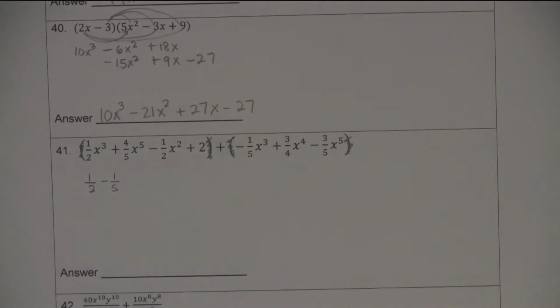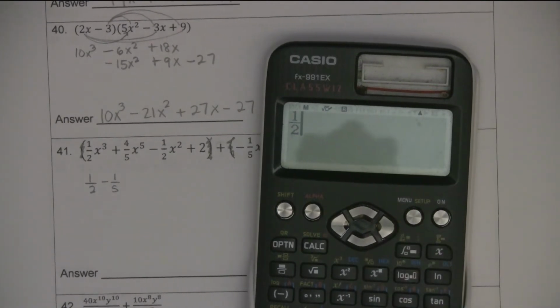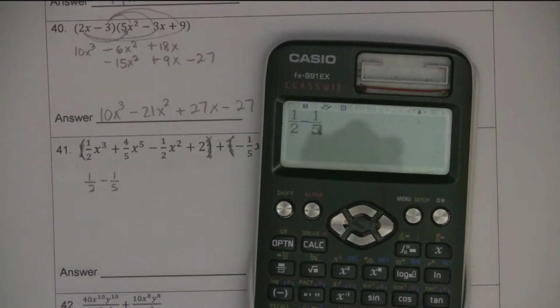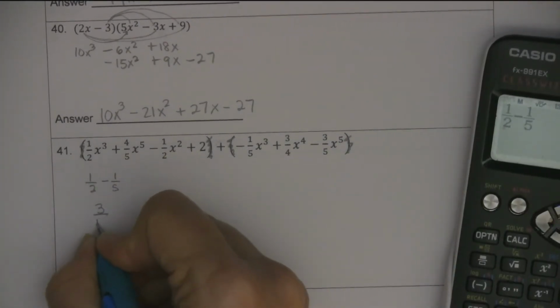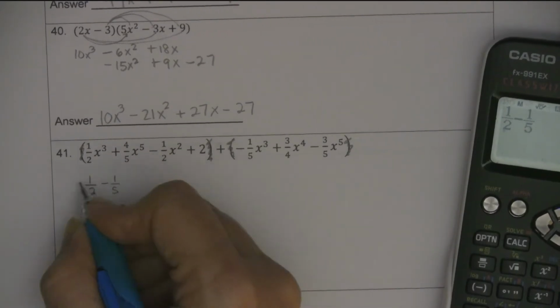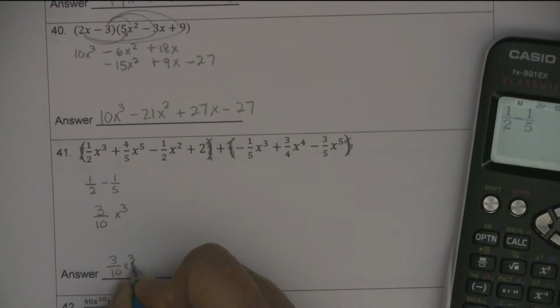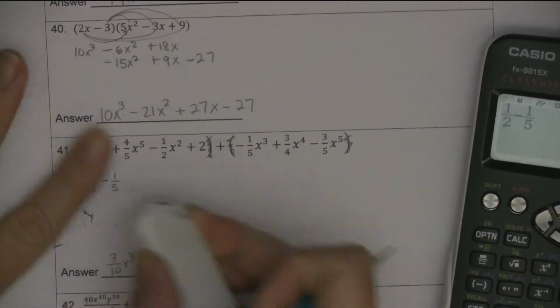So that's what goes with the x to the thirds: 1/2 take away 1/5. And so I'm going to do that on my calculator. I don't want to do it by hand, but I could do it by hand because I can get a common denominator if I wanted to. But it's my choice, right? 3/10. So this is 3/10 x to the third. I'm going to just write this down here and not write it right here. So that was my thoughts right here.